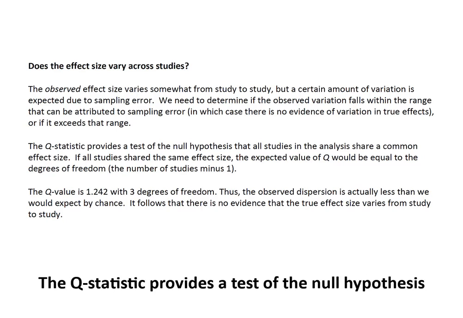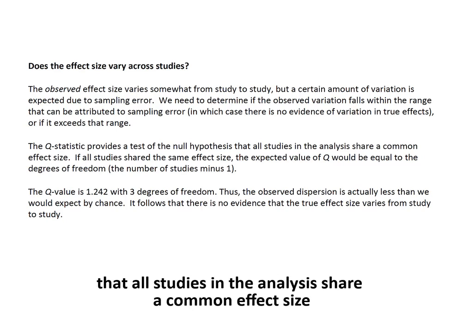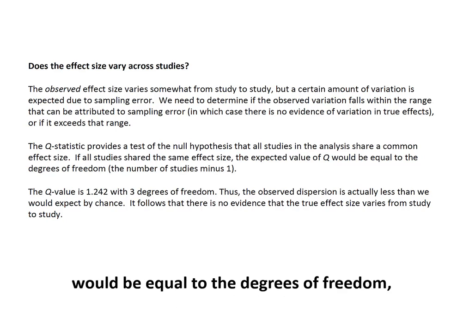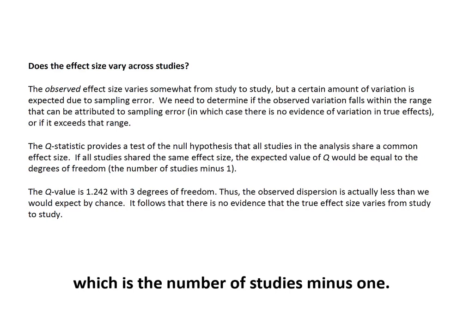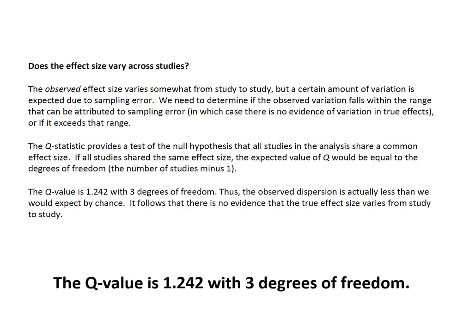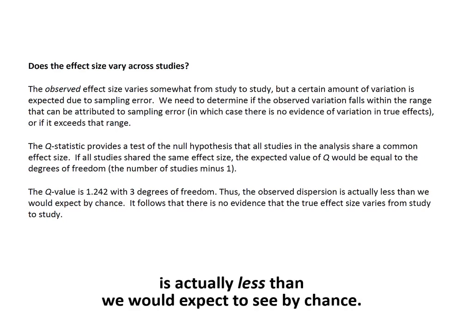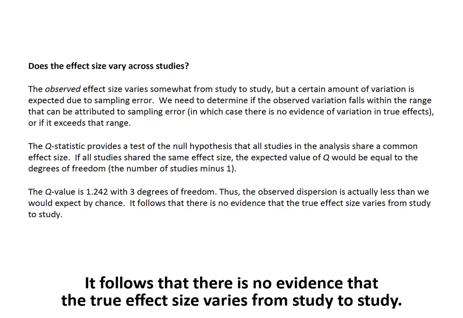The Q statistic provides a test of the null hypothesis that all studies in the analysis share a common effect size. If all studies shared the same effect size, the expected value of Q would be equal to the degrees of freedom, which is the number of studies minus 1. The Q value is 1.242 with 3 degrees of freedom. Thus, the observed dispersion is actually less than we would expect to see by chance. It follows that there's no evidence that the true effect size varies from study to study.